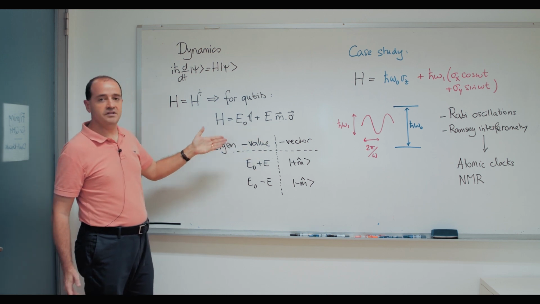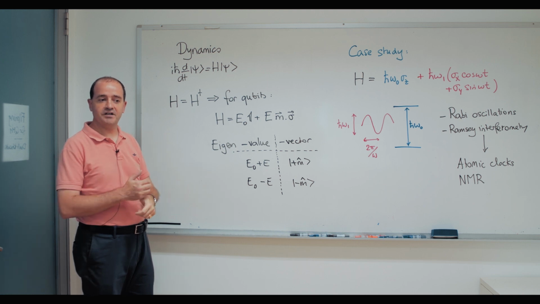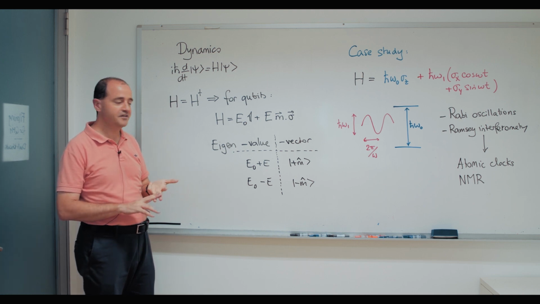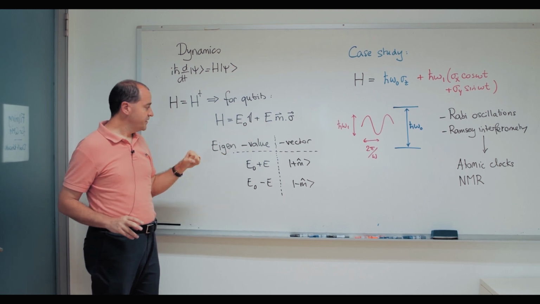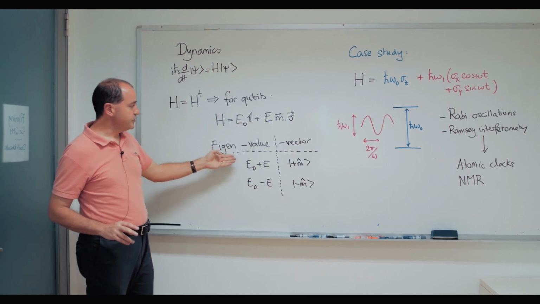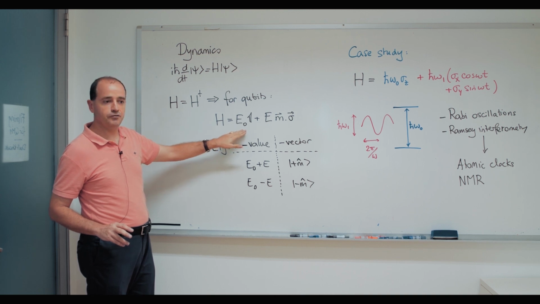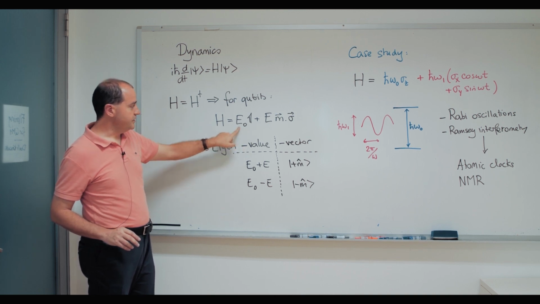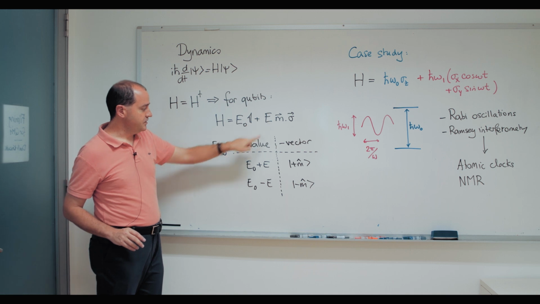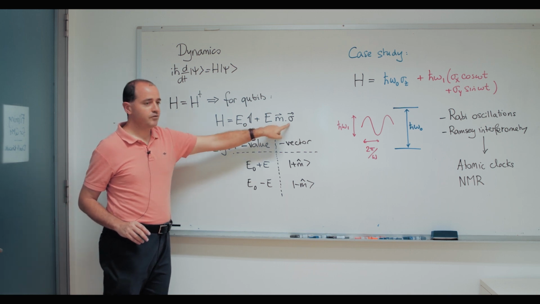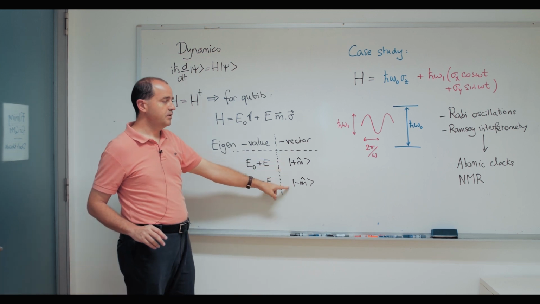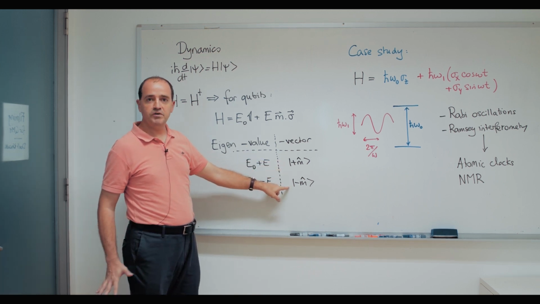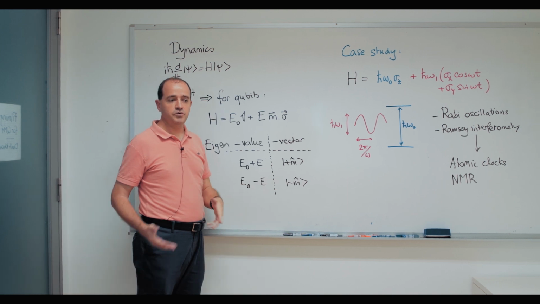Now, of course, depending on the physical situation, whether it's polarization, spin, interferometer, anything, these numbers and this vector will have different meanings. Now, the eigenvalues and the eigenvectors of this Hamiltonian are very easily found. The eigenvalues are E0 plus E and E0 minus E. The eigenvalues of every Pauli matrix are plus and minus 1. The eigenvectors are plus M and minus M. We shall see a case study, which is very important.